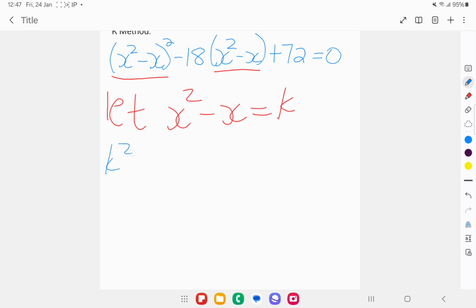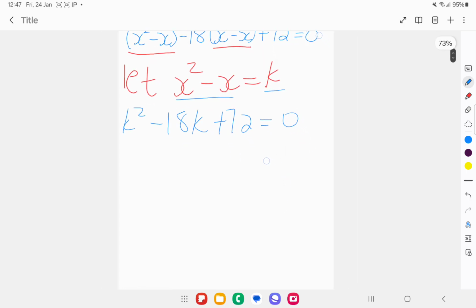We say k squared, we're replacing it now, minus 18k plus 72 equals 0. So remember, when we see this, we replace it with a k.